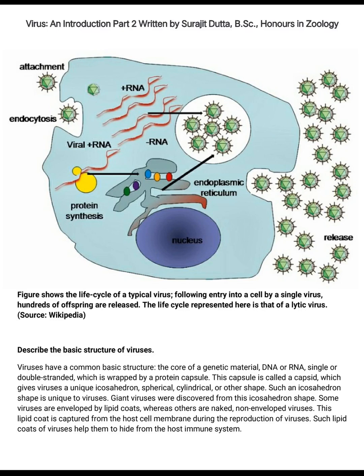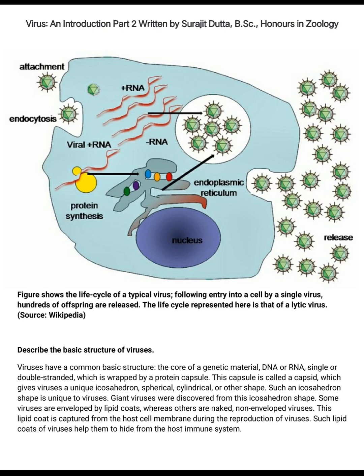Describe the basic structure of viruses. Viruses have a common basic structure: the core of a genetic material, DNA or RNA, single or double-stranded, which is wrapped by a protein capsule. This capsule is called a capsid, which gives viruses a unique icosahedron, spherical, cylindrical, or other shape. Such an icosahedron shape is unique to viruses. Giant viruses were discovered from this icosahedron shape.